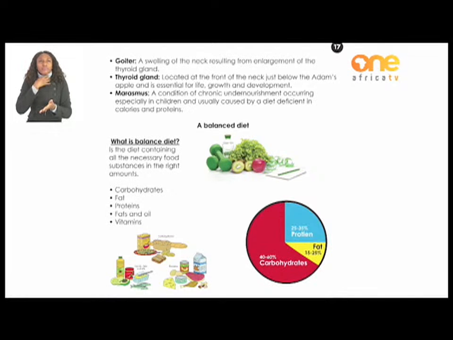Goiter. Goiter is a swelling of the neck resulting from an enlargement of the thyroid gland. What is a thyroid gland? The thyroid gland is located at the front of the neck, just below the Adam's apple, and is essential for life, growth, and development. Marasmus. It is a condition of chronic undernourishment occurring especially in children and usually caused by a diet deficiency in calories and protein. So these are our vocabulary words.